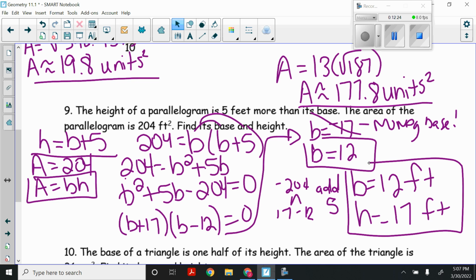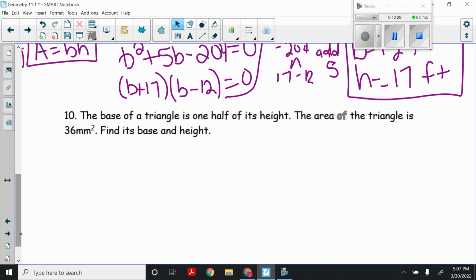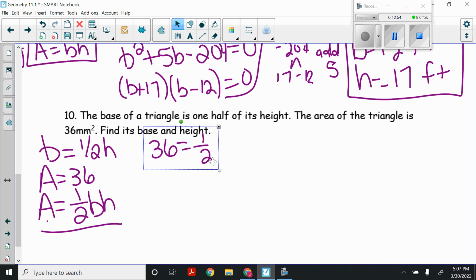We'll try another one like that on number 10, only with triangles. So it says the base of a triangle is 1/2 of its height. So my base equals 1/2 the height. The area of the triangle is 36 square millimeters. Find the base and the height. Again, I know my formula for area of a triangle is 1/2 base times height. So I'm just going to plug everything into this formula that I know. Instead of A, I'm going to put 36 equals 1/2 the base. The base is 1/2 the height. So times 1/2 the height times the height, which is H.